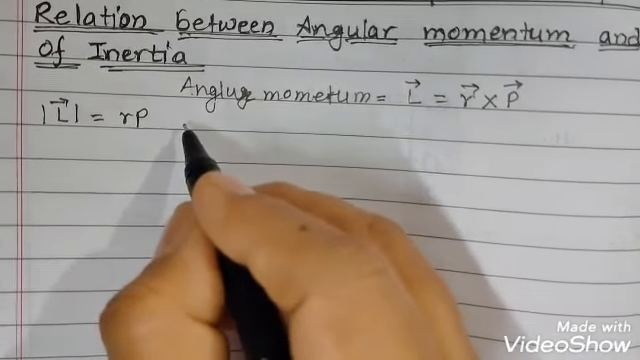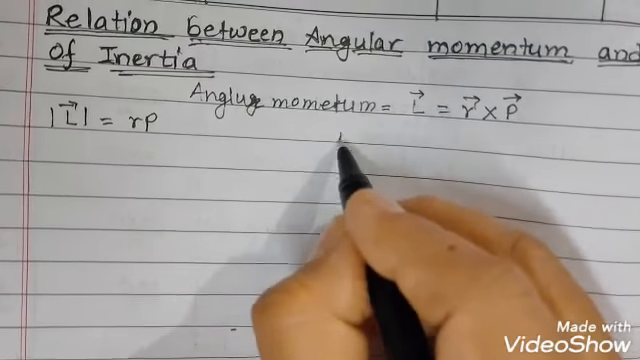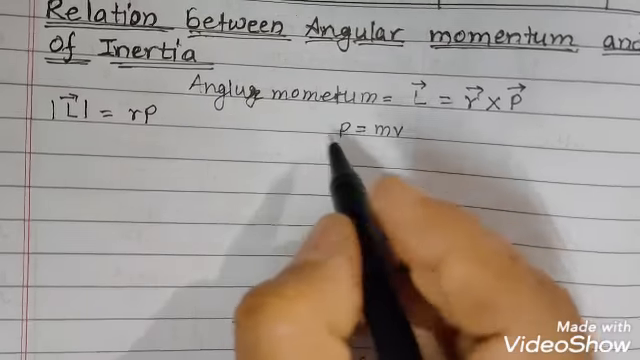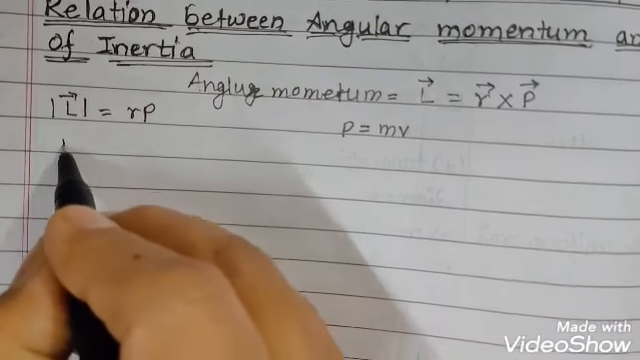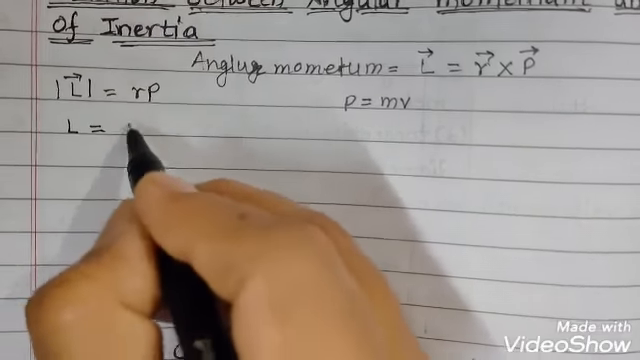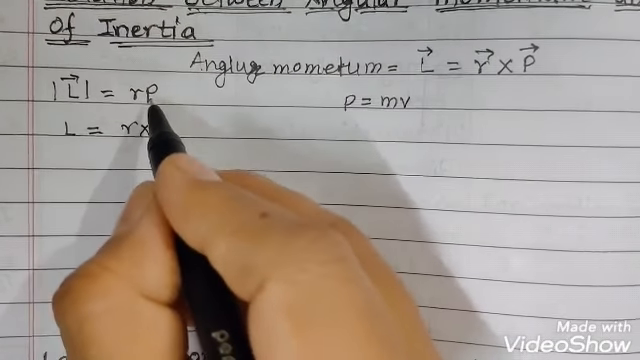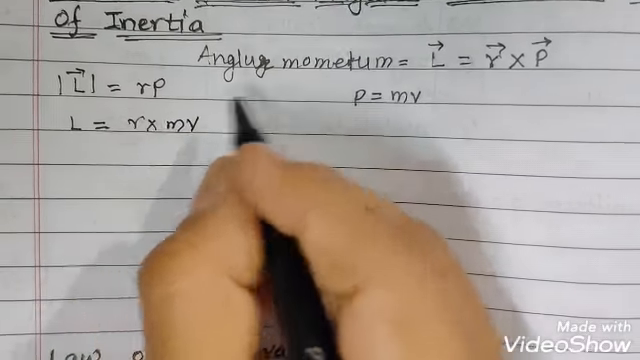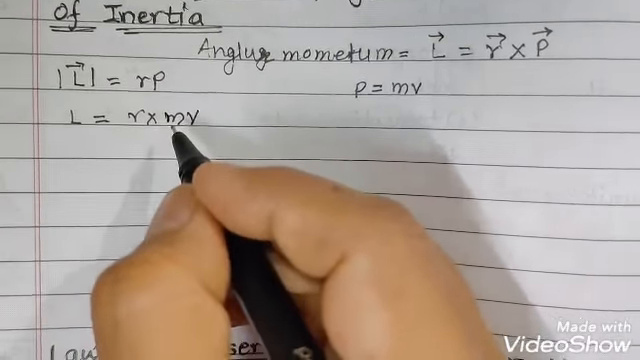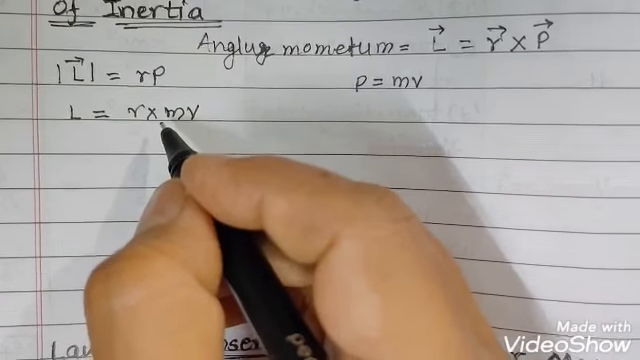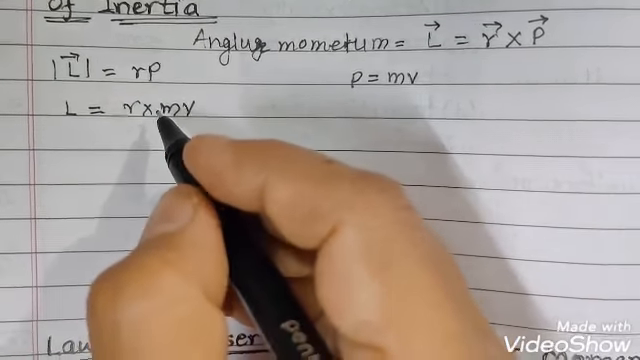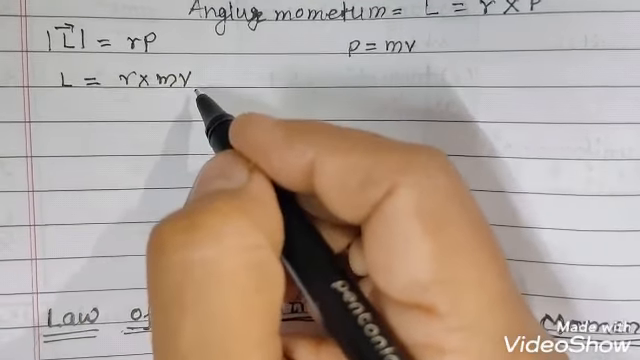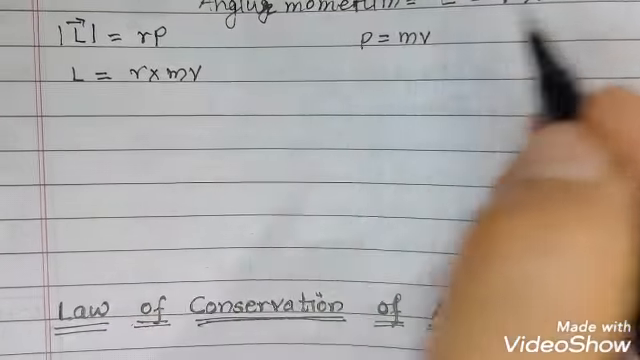Now we know the momentum P is equal to mass into velocity, and if we replace P with mv, the angular momentum will be equal to Rmv, where R is the perpendicular distance of the line of action of momentum, m is the mass, and v is the velocity here.